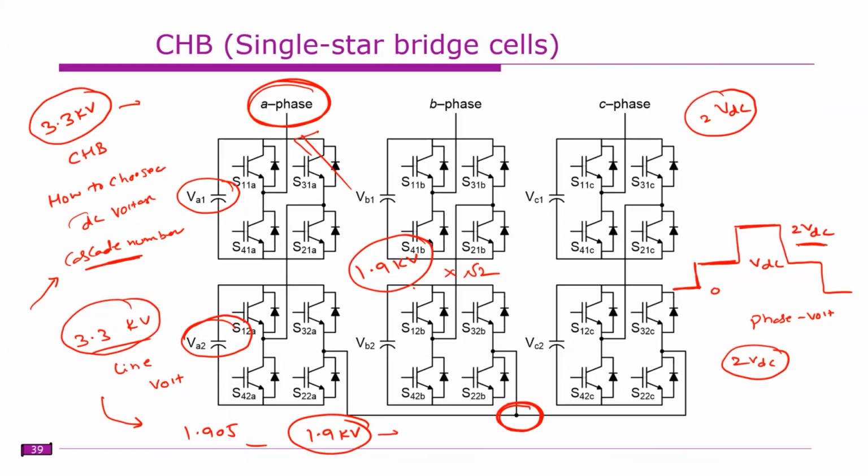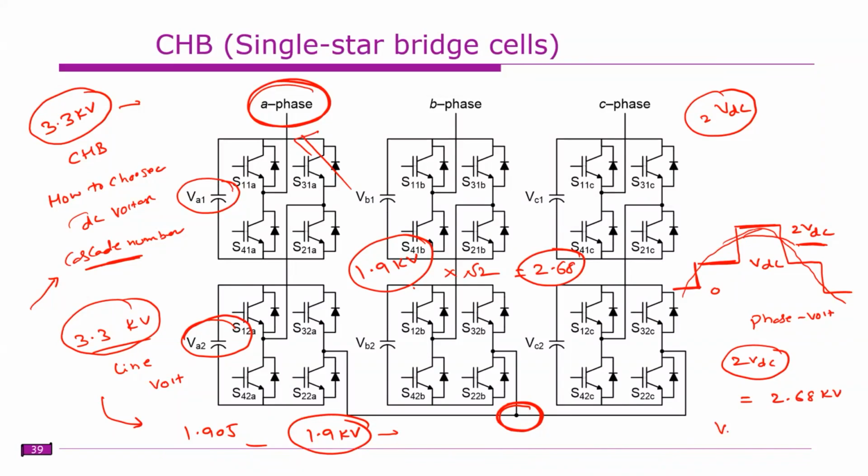So how much is this? 1.9 kV into root 2? 2.68. Okay. So that is the peak value. If you assume that this waveform is a close approximation to a sine wave, then in this case it is supposed to be equal to 2.68 kV.